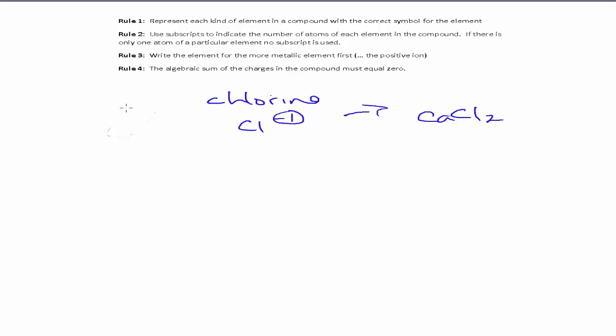I'm thinking we should do another one. And again, the hardest part for most people here is just making sure that the charges actually add up to 0. And again, you're doing that by adding subscripts, right? So let's come up with a new one. Let's go for, how about a compound of potassium?